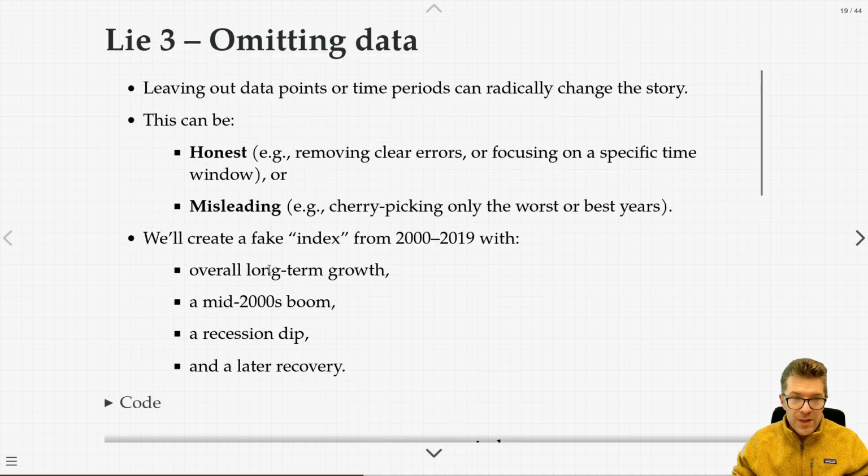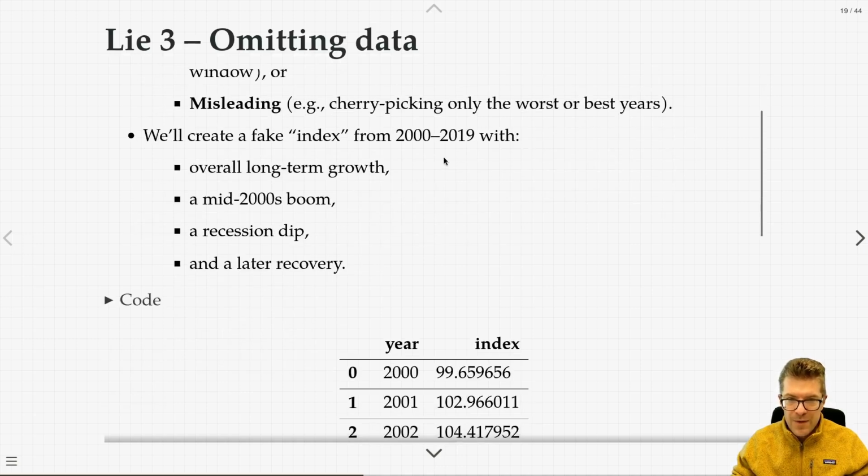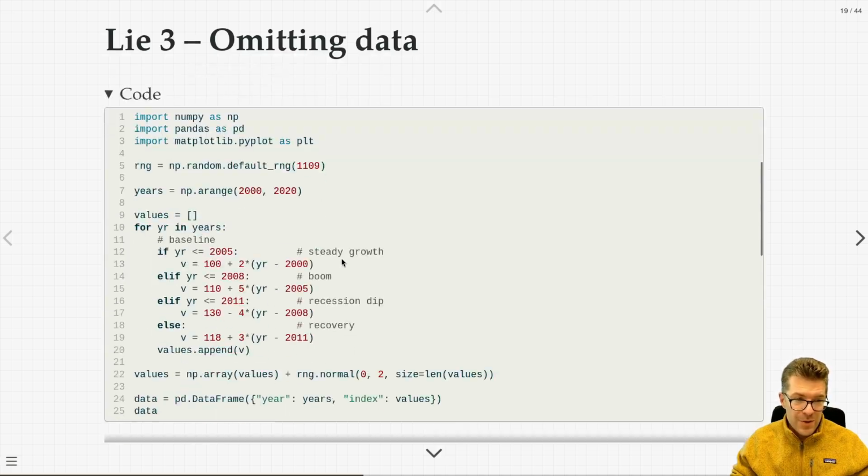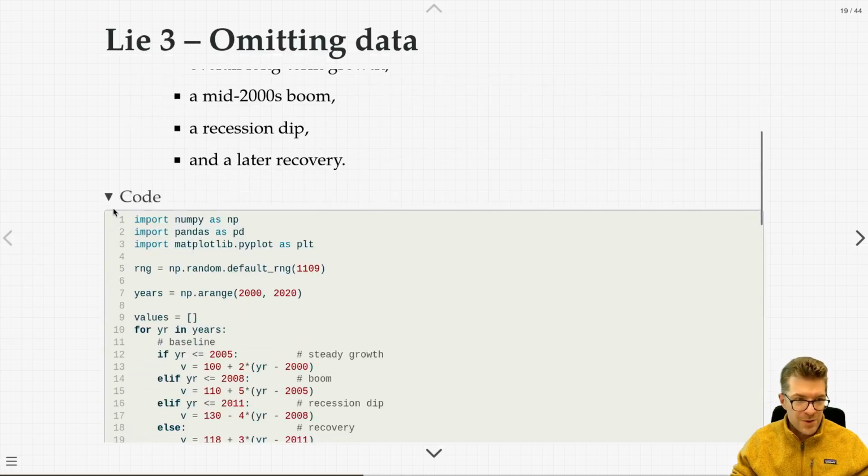So for this, we'll make a little fake index from 2000 to 2019. This will be financial data showing overall long-term growth. There'll be a boom in the mid-2000s, and then a recession, and then a recovery. This is purposefully outside of our current time period because we're not finished with our current time period, so I don't want to focus in on something that's only half done. It's hard to tell what's going to happen in 2027, 28, 29, how the trends are going to proceed.